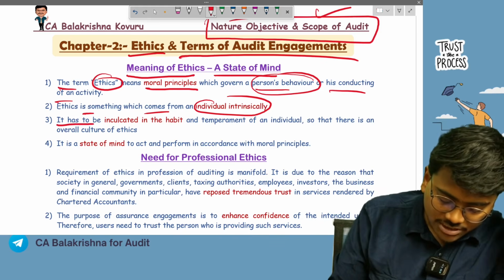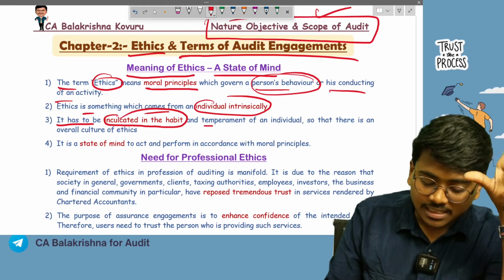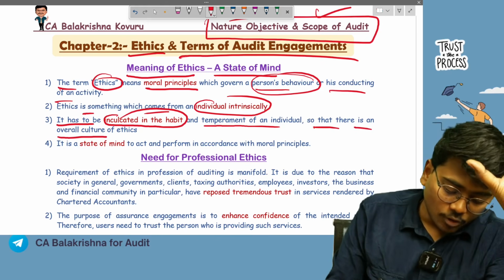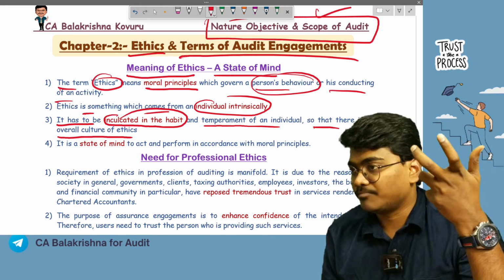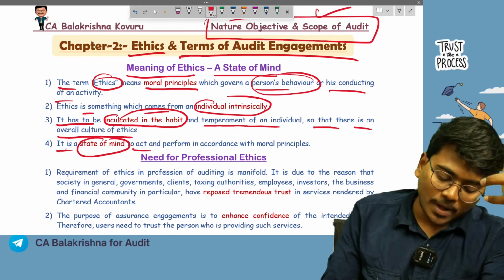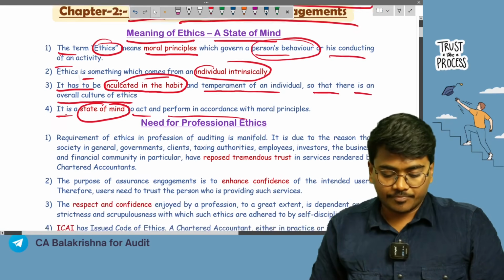Next, it has to be inculcated in the habit and the temperament of an individual, so that there is an overall culture of ethics, and it is a state of mind to act and perform in accordance with moral principles.